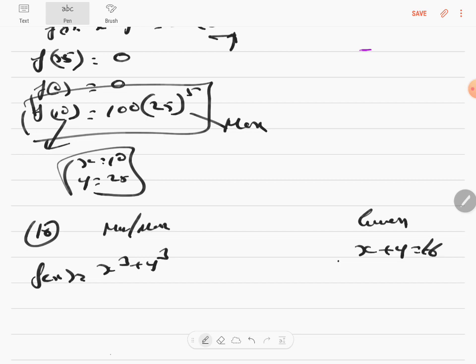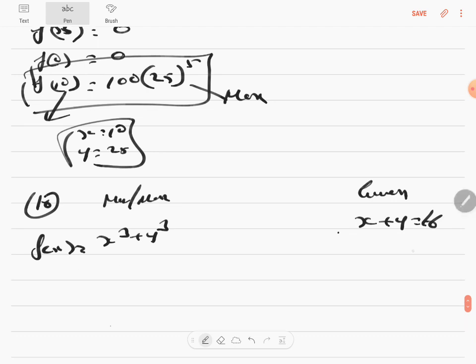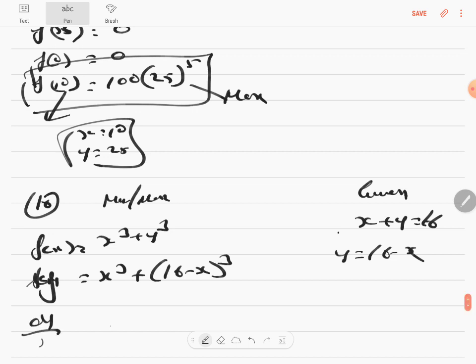Initially you don't know whether it's maximum or minimum. We have to double differentiate, as we know. So it's either minima or maxima. So then you have to write one in terms of the other. So it's x cube plus 16 minus x the whole cube is f of x. Now this is my y. I can differentiate it with respect to x. 3x square plus 3 into 16 minus x the whole square into minus 1 is equal to 0.